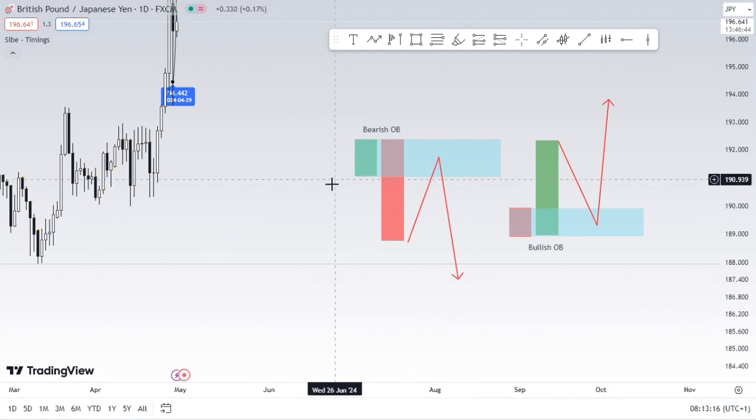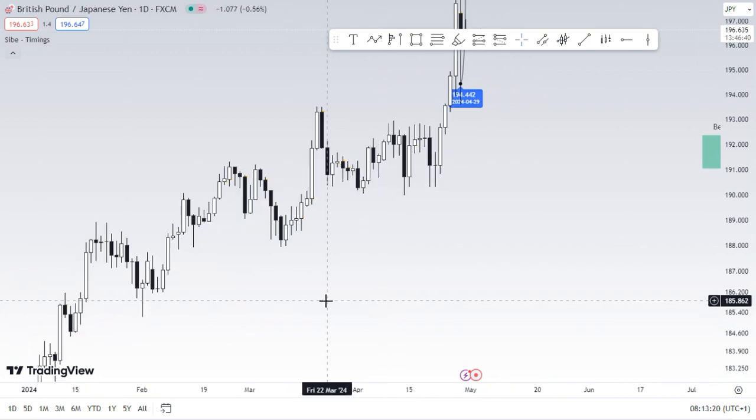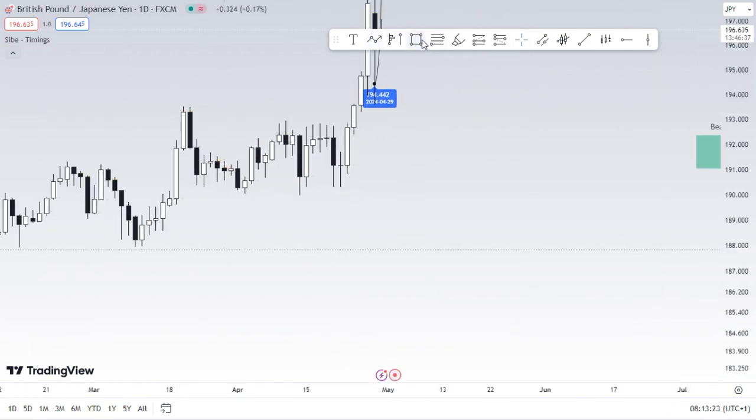So now let's go. Let's see, where do we see the last down candle before this particular move up? It was right here.